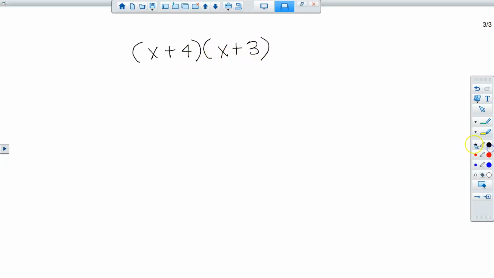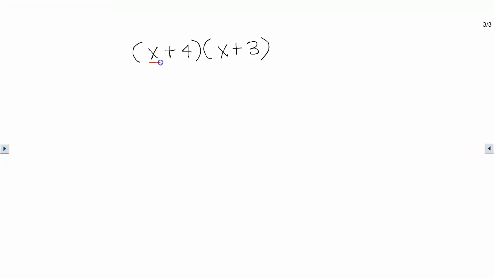So here's what I mean by that. All right, the first term inside this first polynomial is x. So I'm going to take this x and I'm going to distribute it over here to my x plus 3. So first we'll do x times x. Using my product rule, I know that will give me x squared.